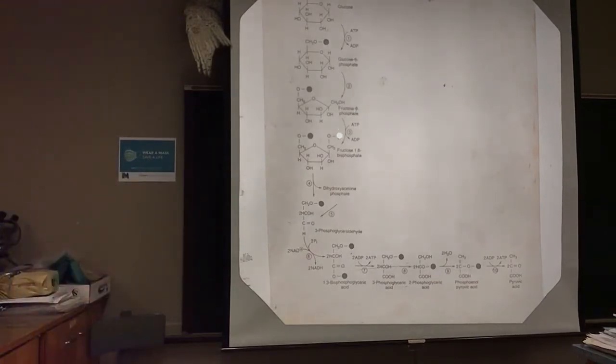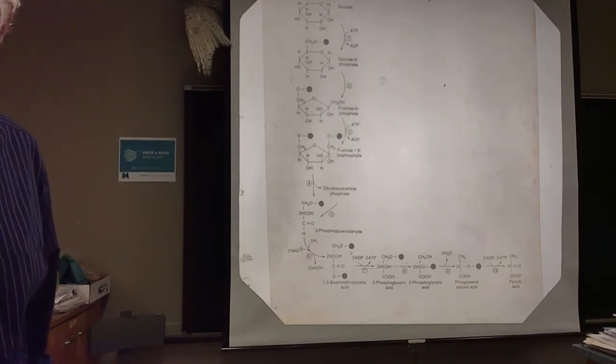Here comes your second ATP in. It's going to put a phosphate there, shake the holy hell out of the molecule, and break it in half. So you go from 6 carbons to 2 of these. 1 carbon, 2 carbons, 3 carbons. Each one with a phosphate on it.